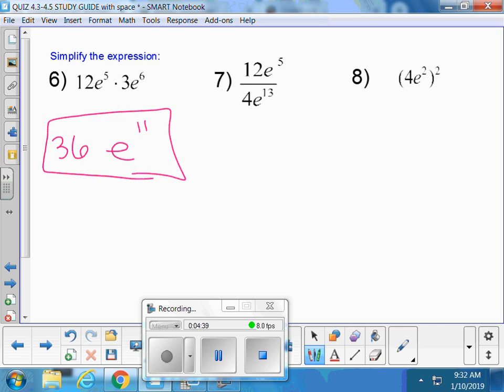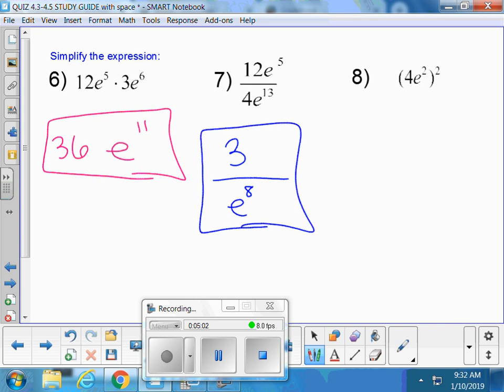Number 7, the 12 and the 4 are normal, everyday numbers. So you're just going to want to divide them. 12 divided by 4 equals 3. Now I do have a song for how we're going to deal with those exponents. Here's how it goes. Bigger minus smaller. Put the answer where the bigger lived. 13 minus 5. 13 minus 5 is 8, and we'll put that answer down below in the denominator. So that's where the biggest exponent had originally lived.